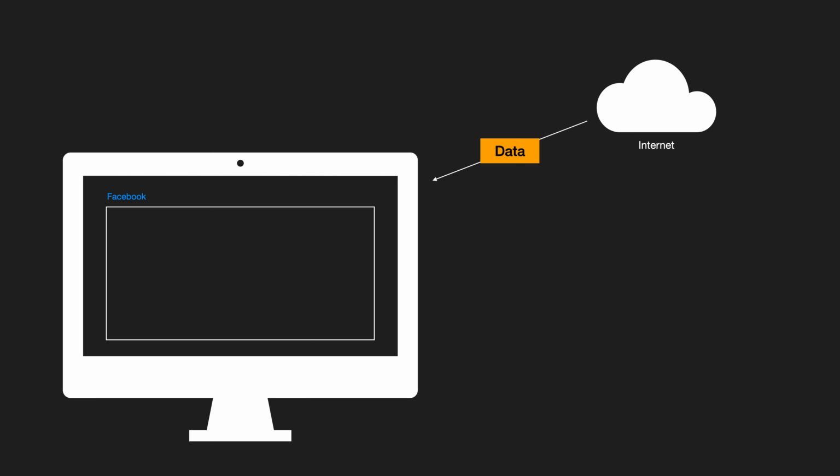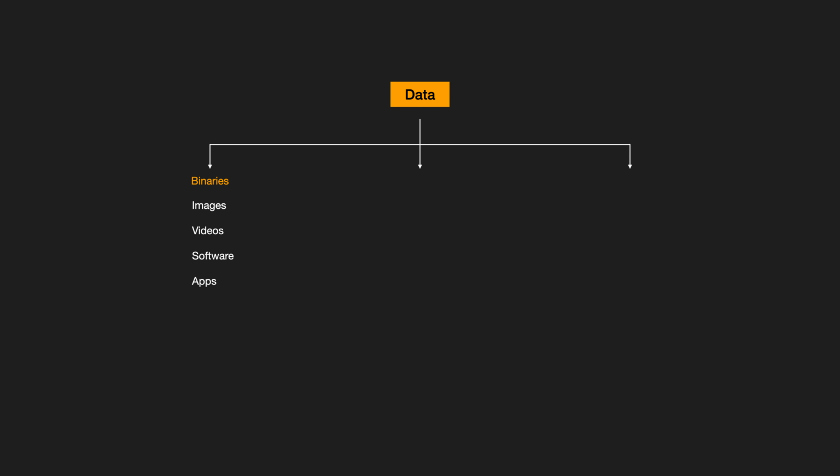Say you opened your Facebook in the browser. Now your browser only knows that it loaded some data from the internet. So those data can fall under three categories. The first type of data is the binaries. All your images, videos, software, apps that you download from the Play Store, this falls under this category.